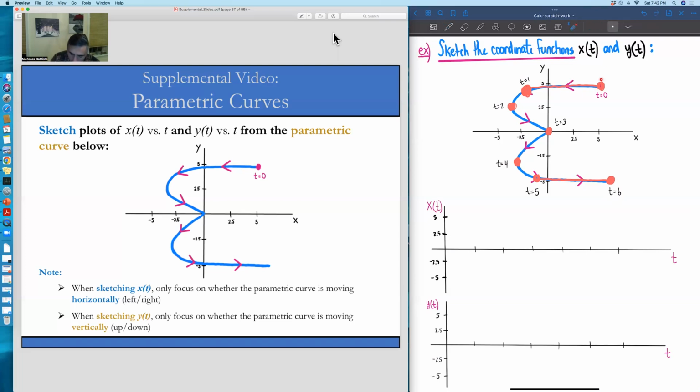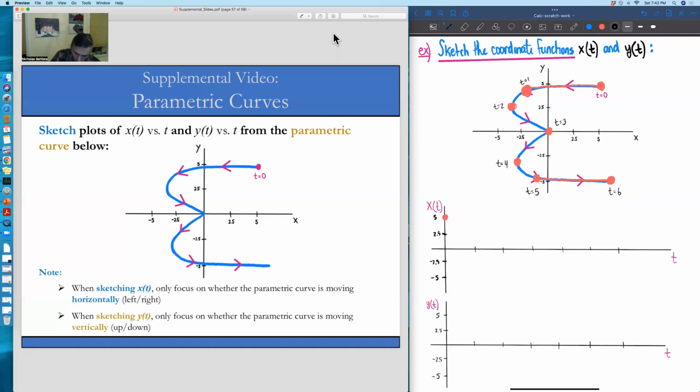So from t equals 0 to t equals 1, what's happening for x? It looks like we're moving horizontally. So x is changing, and x is going from about 5 to about 2.5 or so. So from t equals 0, x is equal to 5. So it's good to probably write that information first. So at t equals 0, x is roughly 5.